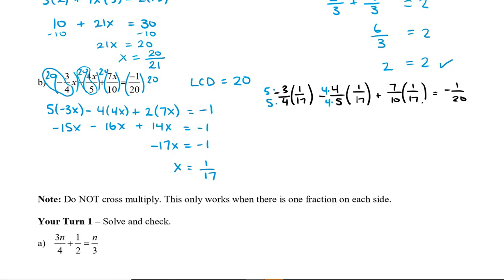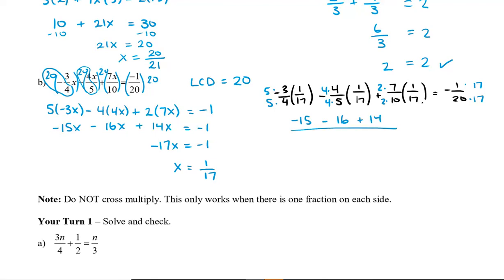And the third term I need to multiply by 2 to get 20. And the last term on the right side I need to multiply by 17. Now the reason that I've done this is so that I can actually get a common denominator where they're all the same. So on the left side here I now have 5 times negative 3, which is negative 15, 4 times 4 is negative 16, and then plus 2 times 7, which is 14.